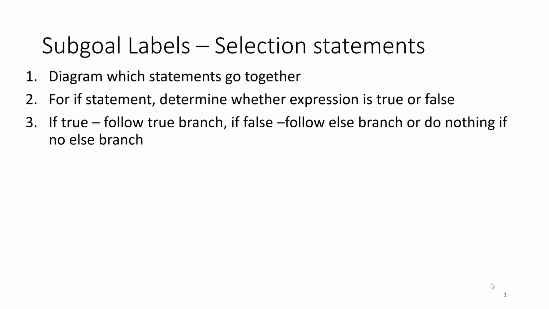This is the second worked example for selection statements in Java. The sub-goal labels are to: 1. Diagram which statements go together, 2. Determine whether the Boolean expression for the if statement is true or false, and 3. If it's true, follow the true branch. Otherwise, if it's false, follow the else branch or do nothing.